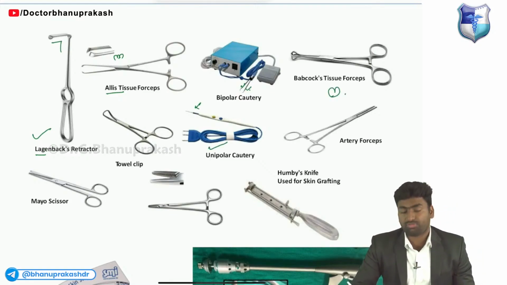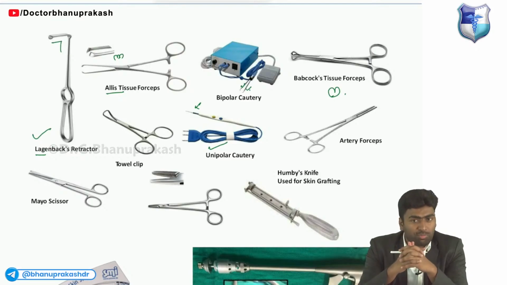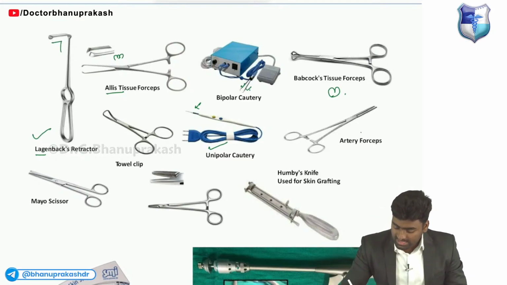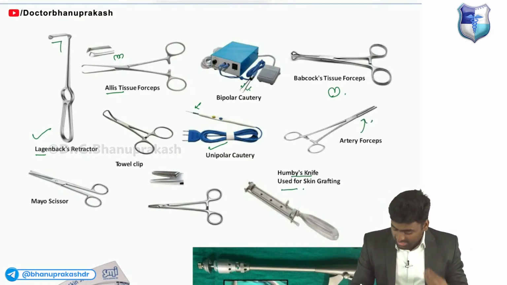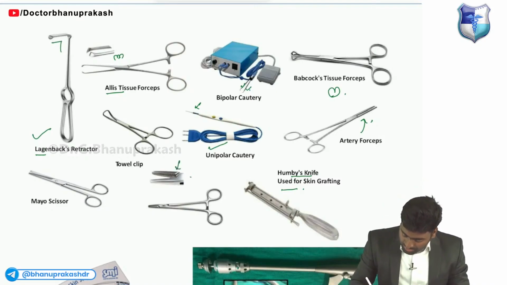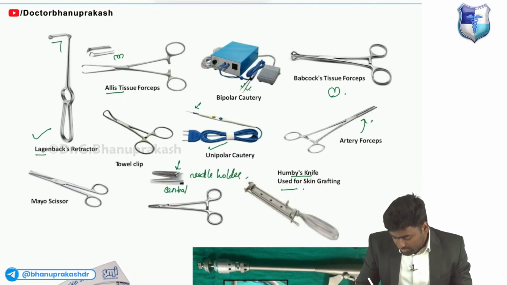Babcock's forceps will be like this heart shape. It is used to handle the spermatic cord and fallopian tubes. Next, this is the artery forceps. And this is the Humby's knife, which we use to take the skin graft. And this is the needle holder, and the needle holder will have a central depression. Remember.